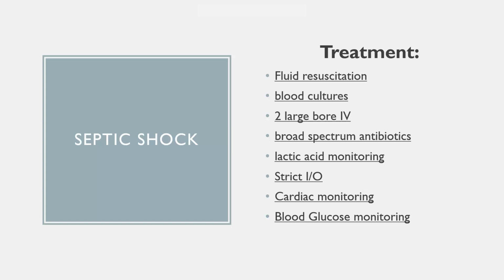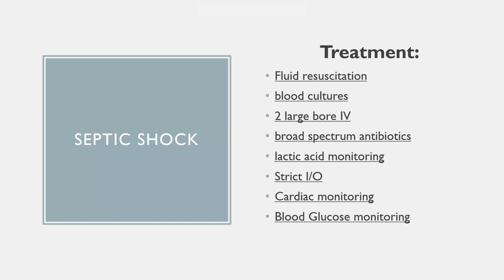We're going to monitor lactic acid. Remember, we're not perfusing our tissues at this point. The fluid's in that third space. The arteries are vasodilated. The veins are vasoconstricted. So your cells are going to die off. And when your cells die off, it leaks out all the byproducts, the lactic acid. And what does that cause? Metabolic acidosis. We're going to have strict I's and O's, cardiac monitoring.